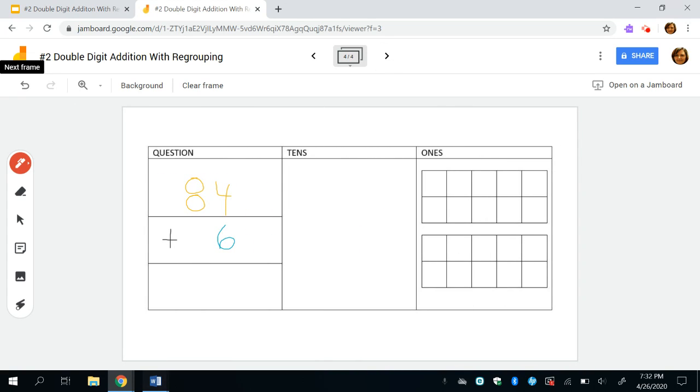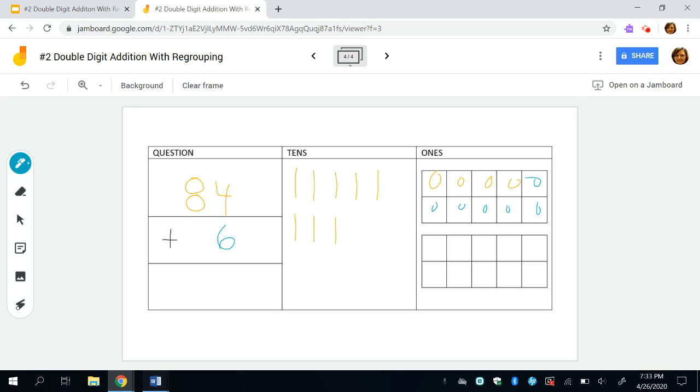Here's our last example, 84 plus 6. So when we look at 84, we have 4 ones, 1, 2, 3, 4, and 8 tens, 1, 2, 3, 4, 5, 6, 7, 8. In 6, we have 6 ones, 1, 2, 3, 4, 5, 6, and there are no tens, so we don't have to add any tens for that.